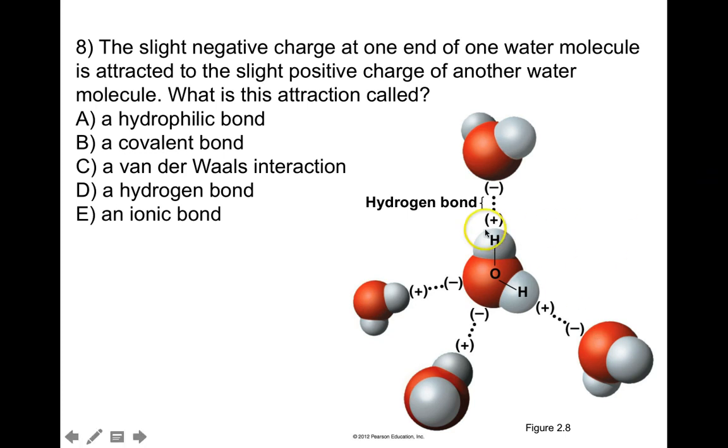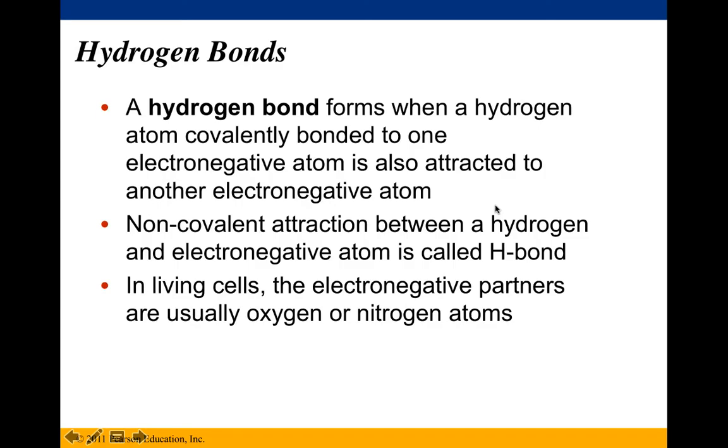So the attraction between a polar molecule and another polar molecule, the negative side and the positive side of different molecules, this weak attraction is called a hydrogen bond.